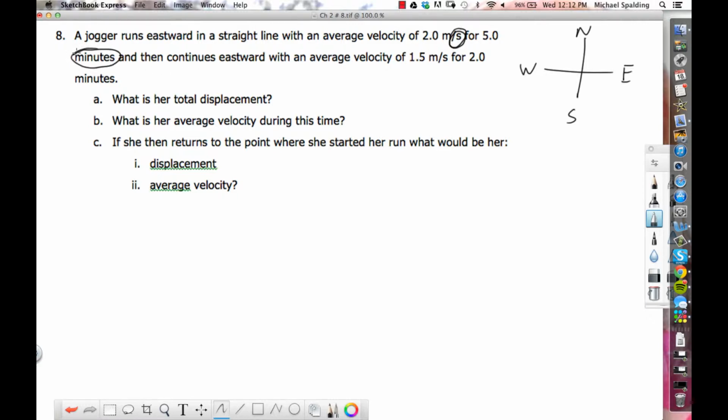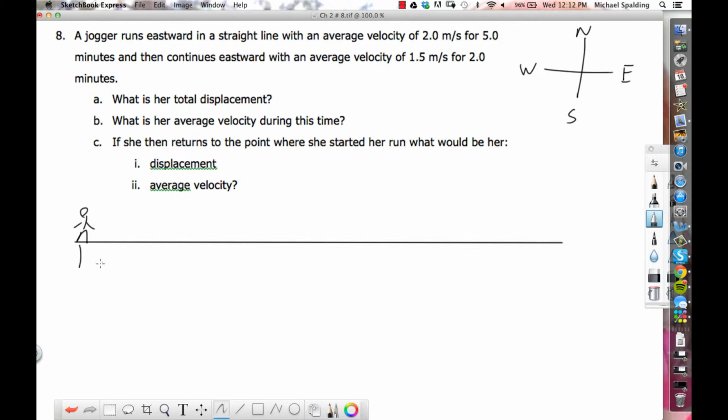Are those units going to work or not work? Not work. So we have to convert the minutes into seconds. And then she continues eastward with an average velocity of 1.5 meters per second for 2 minutes. Okay, so set up a little diagram. Diagrams are your ticket to getting it. So we have the jogger.